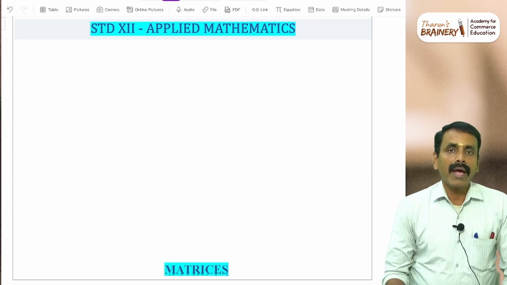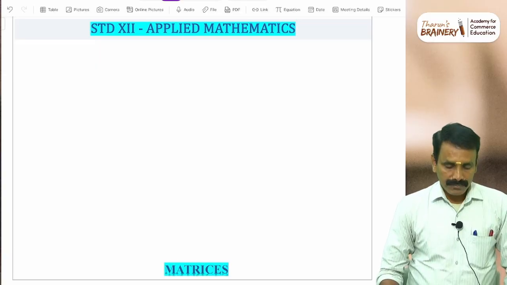Okay. Then how to add? Corresponding elements will be added. We know what we mean by corresponding elements. When we equate two matrices, we equate the corresponding elements of the matrices. In the same process, when we add two matrices, the two matrices must be of the same order. In that case, we must add the corresponding elements.